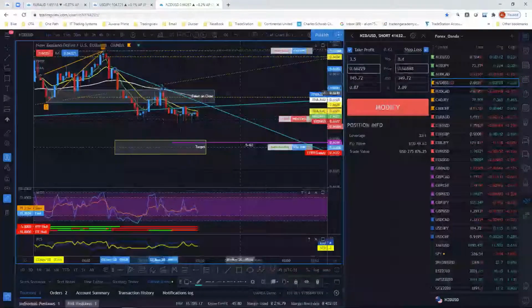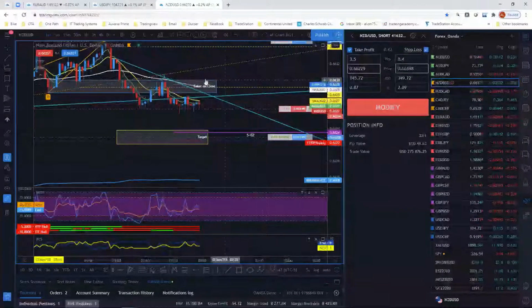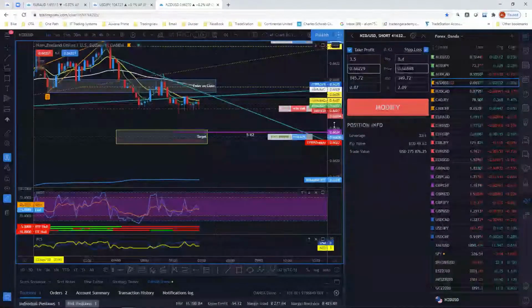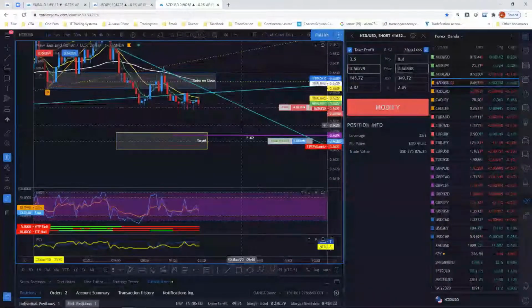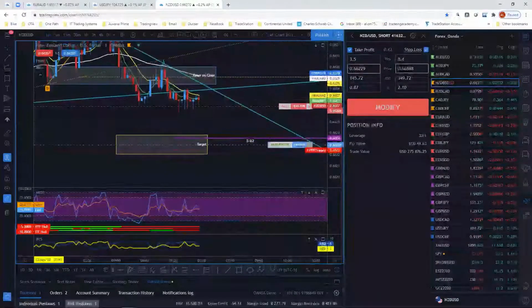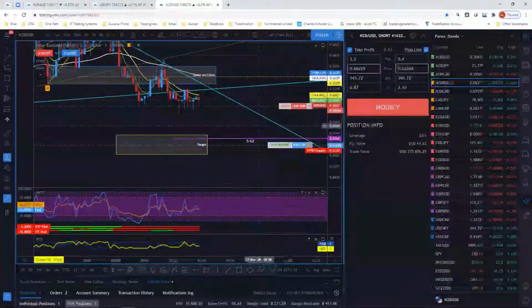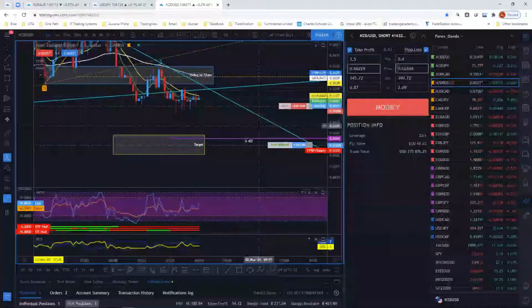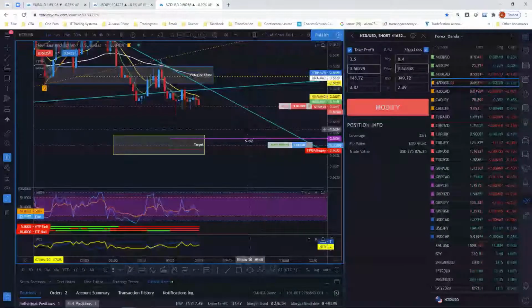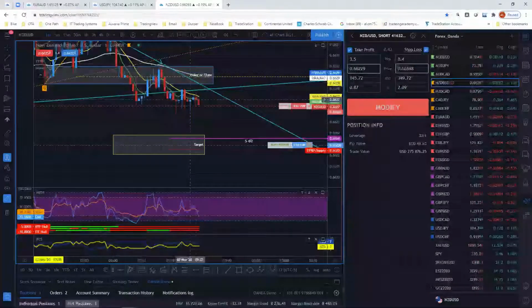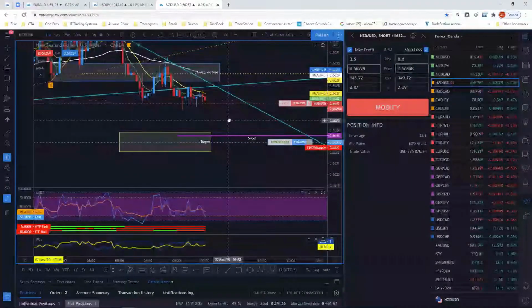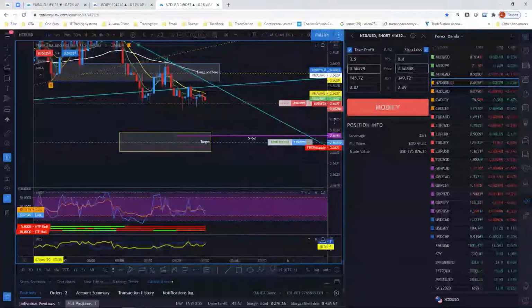It's going to be interesting. I'm still optimistic that we're going to get this down to this target. It's just taking its sweet time to get down there. Nice drop, basing, drop. The further it goes sideways, usually the stronger the move down is going to be, or the move in the direction of the break.